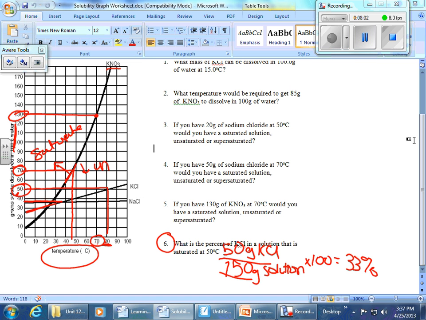So I'm going to pause it here. Next one, we'll talk about a few more of the learning targets.